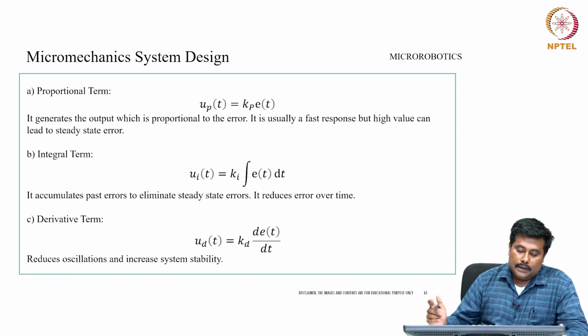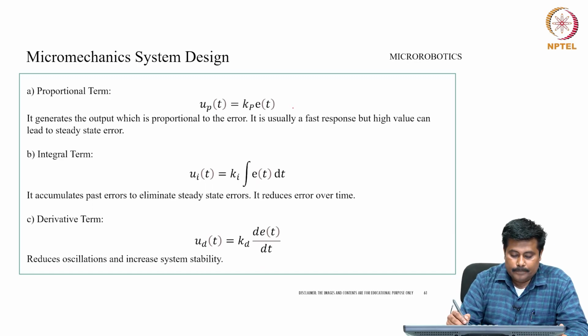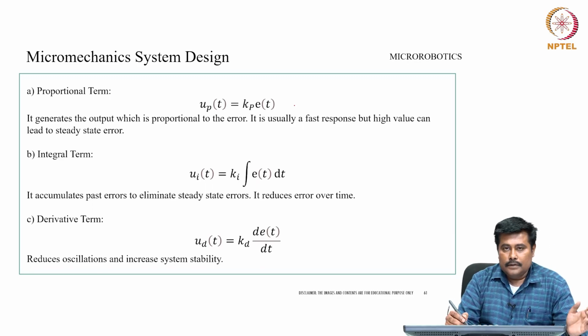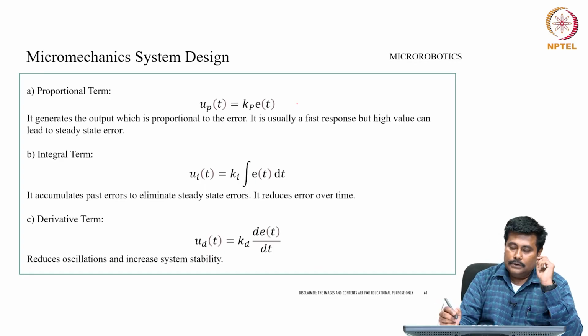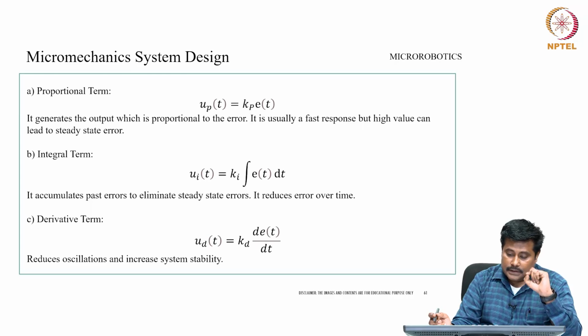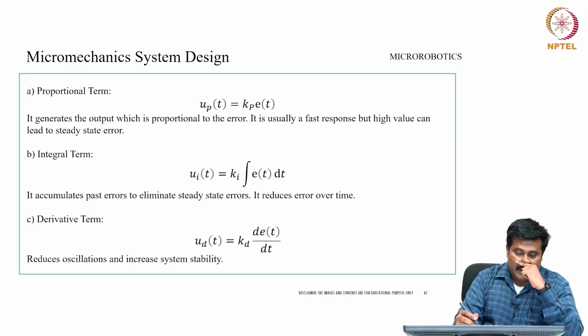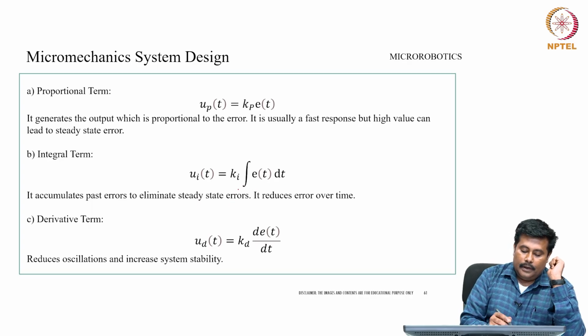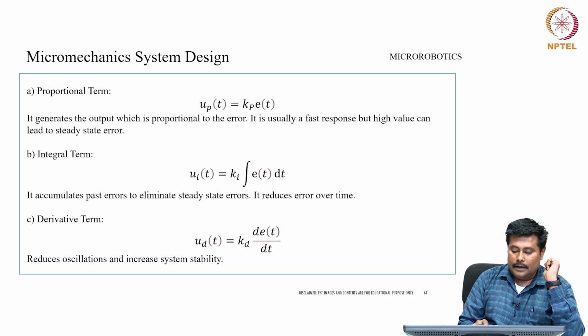Now, when we consider the proportional term, it generates an output which is proportional to the error. It is usually a fast response, but a high value can lead to a steady state error. So, up of t equals kp e of t. When we consider the integral term, ui of t equals ki integral e of t dt. It accumulates the past error to eliminate steady state error. It reduces the error over time.